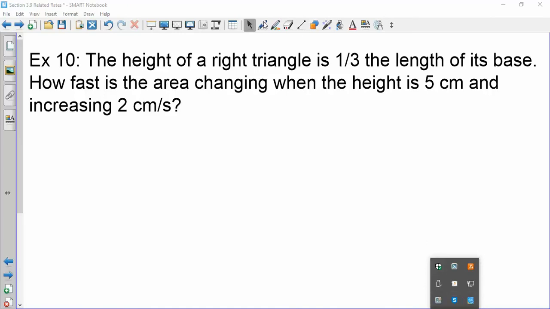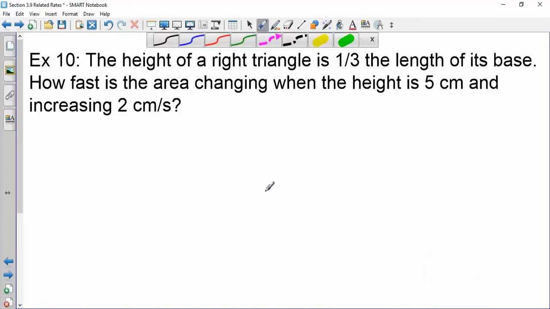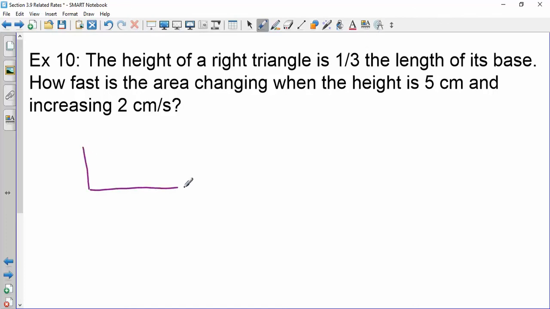What can we do so far? Draw a picture. We have a right triangle. The height is 1/3 the length of its base. So what do I do with that? I just did like x as the base and did 1/3 x. Yep. Perfect.